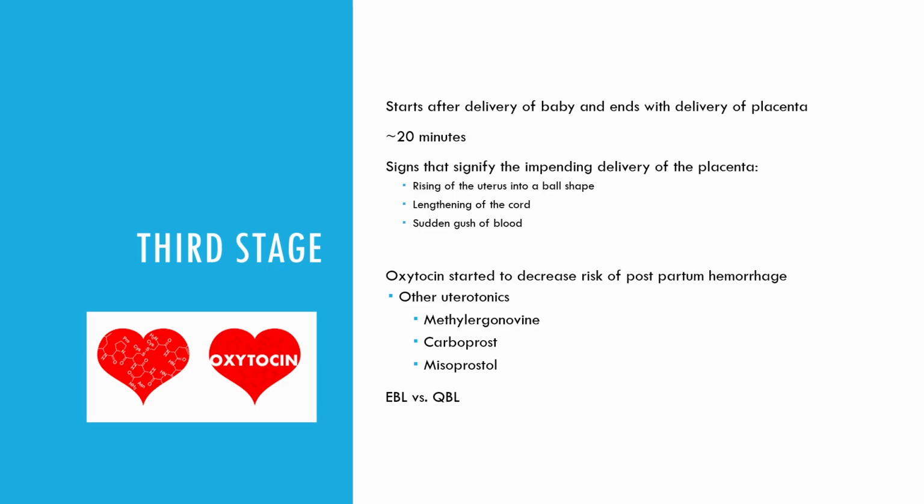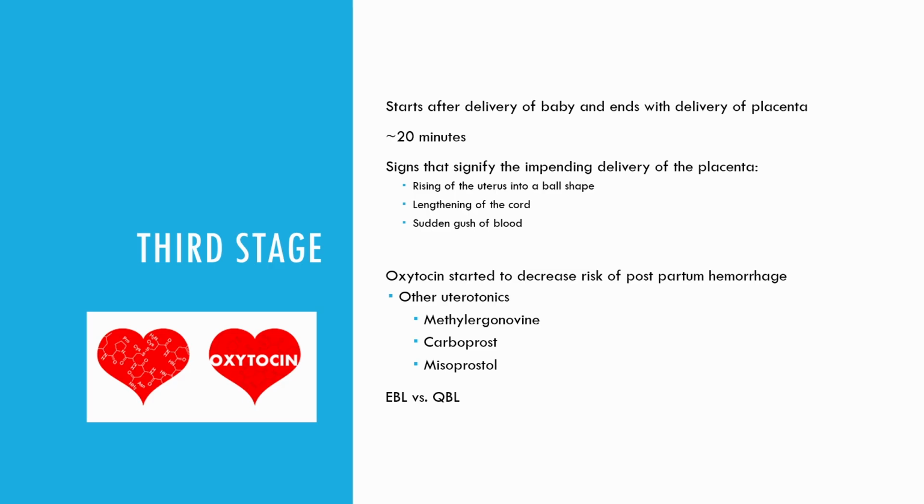Some signs signify that the placenta is ready to deliver; there are 3 different signs. First, the uterus is going to rise up into a ball shape. The umbilical cord is going to lengthen, and there's going to be a sudden gush of blood. If you notice those 3 things, it's a good sign that the placenta has detached from the uterine wall and it's ready to be delivered.